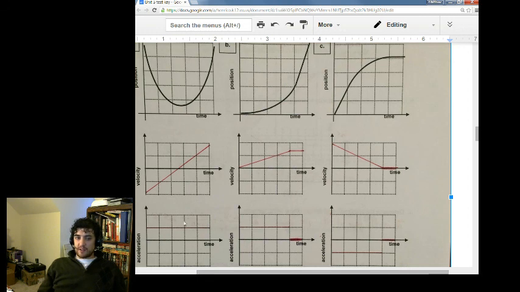The acceleration is the slope of the velocity time graph. The slope here is constant and positive. So the acceleration is constant and positive. Same idea for these guys.